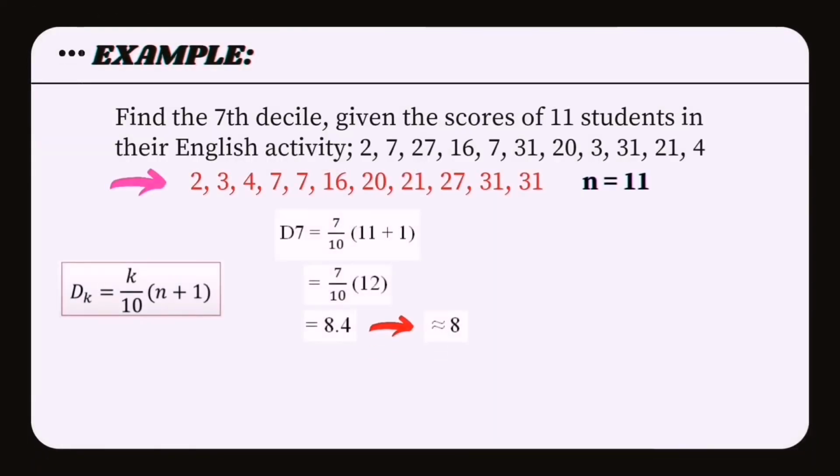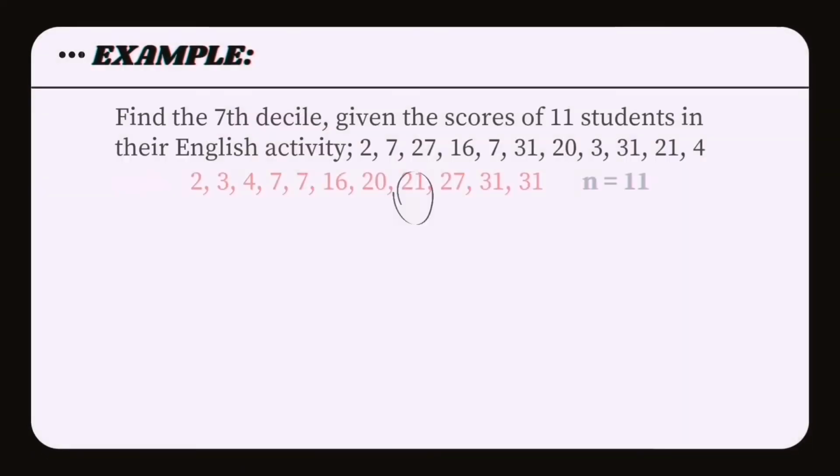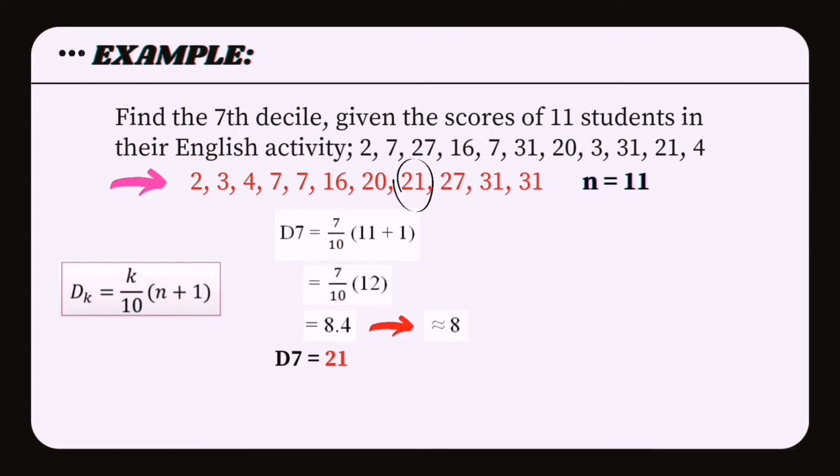So, the equivalent of 8.4 is equal to 8 dahil hindi natin siya pwedeng i-round off dahil nga ang katabing decimal point ay 4 at hindi 5. So, our 7th decile is equal to 21. Bakit siya naging 21? Una-una, titingin muna tayo dun sa ascending order na ginawa natin. And then, bibilang tayo ng 8 and yung pang 8 data ay yun yung pang 7th decile natin.